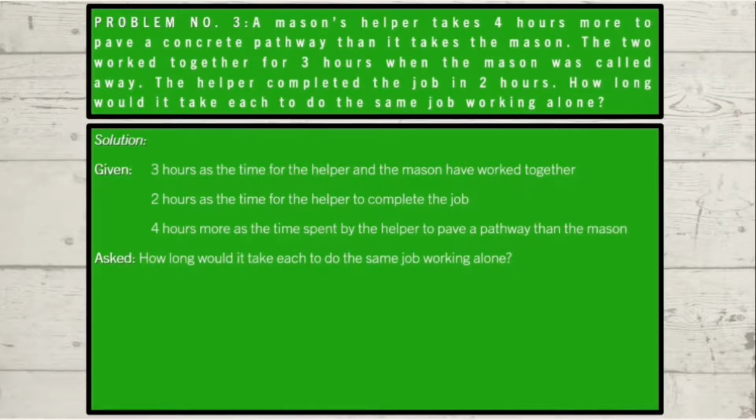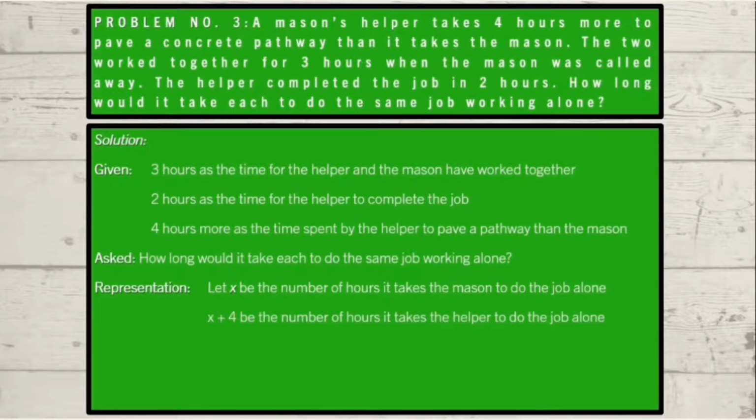With that, we are ready to write our representation. For our representation, we have let x be the number of hours it takes the mason to do the job alone. And the other one is x plus 4 be the number of hours it takes the helper to do the job alone. Moreover, we need to rewrite each of the representation and express them as part of the work in 1 hour. We write them as a fraction.